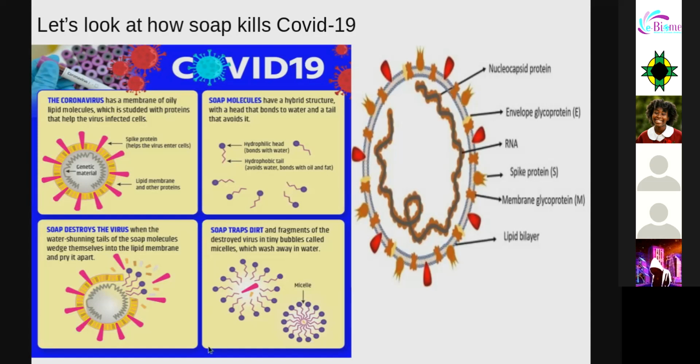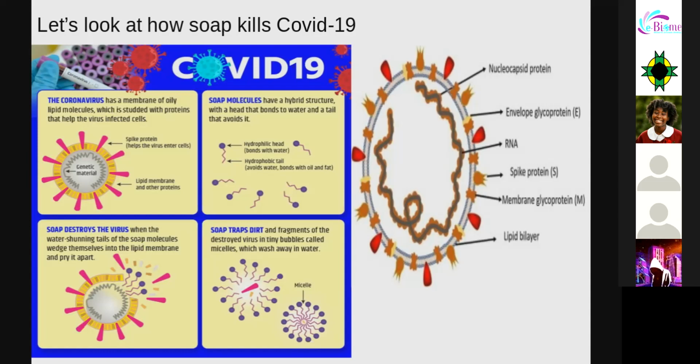And the soap traps dirt and fragments of destroyed virus in tiny bubbles called micelles, which wash away in water. So that is why we need water. If you don't have water to wash away those tiny bubbles, you still have components of the virus on your hand. So what the soap does is pull the COVID virus apart. You guys following so far? The hydrophobic tails latch onto the outer layer of the cell, the layer that is made up of oil, and pull it apart.